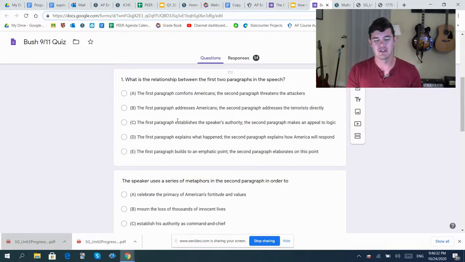A lot of times with these types of questions, the correct answer is one that deals with your understanding of how an argument is being made. Notice that for E, the correct answer, it's talking about the first paragraph building to an emphatic point. Bush's point at the end of that first paragraph was that America is strong. Then in the second paragraph, he elaborates and gives lots of examples on how America is strong. That works to his whole point of comforting and motivating Americans to stand strong in the wake of an unprecedented domestic attack, right?